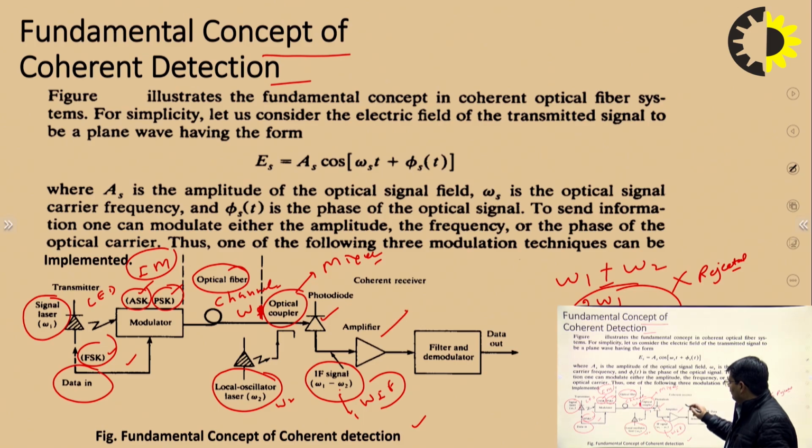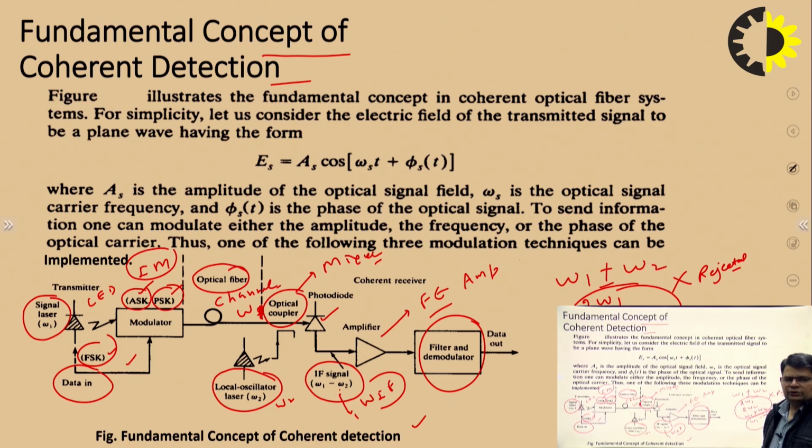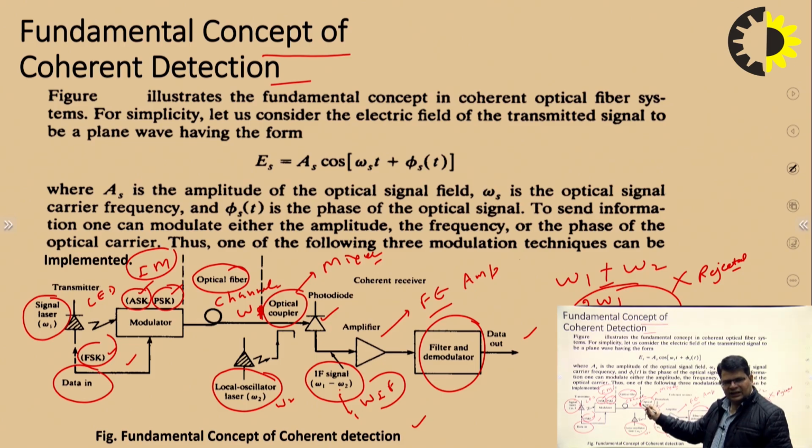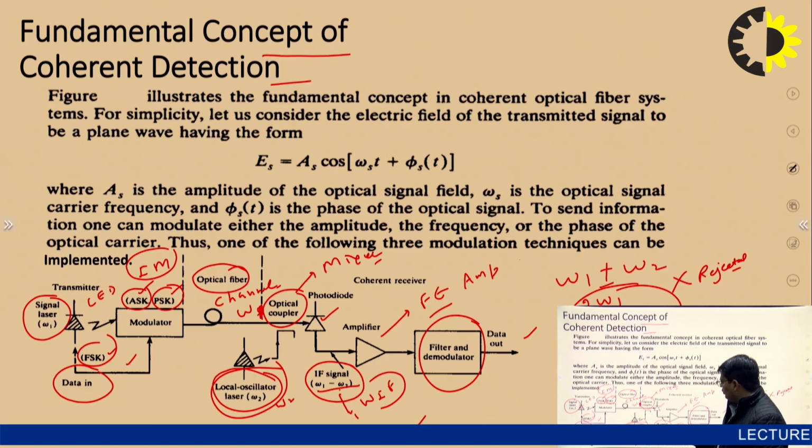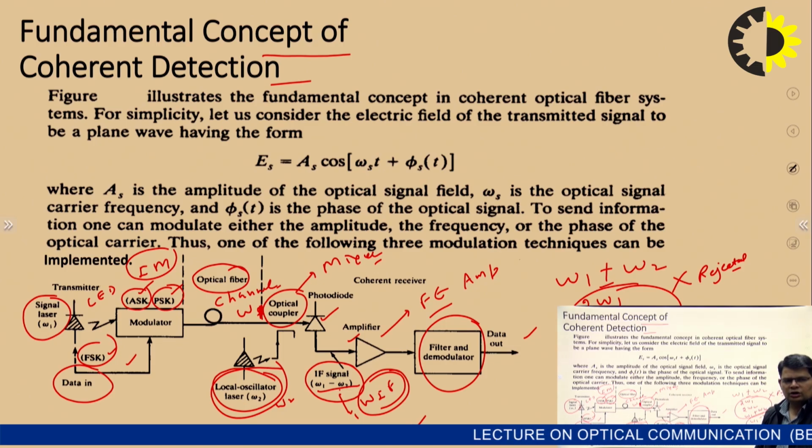Then we have a front end amplifier as used in the case of an optical receiver, and then we have the filtering and demodulation corresponding to the signal, and finally we have the data output. So the main concept is, on the receiver side, the received signal is not directly incident over the photodiode. In fact, it is combined with a locally generated optical signal, and the combined signal is incident over the photodiode, and only the intermediate frequency signal is allowed to pass through.